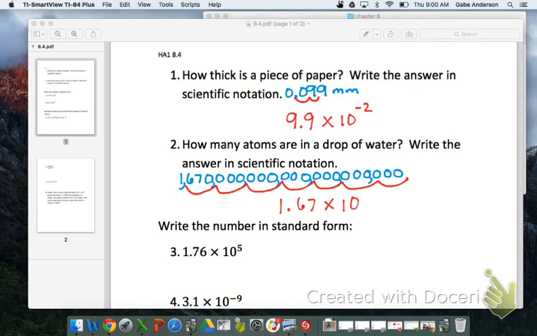So 1.67 times 10 to the 21st, and that being a positive 21, would be how we'd write this in scientific notation. Well, any questions about that? Okay, awesome. Well, let's practice going the other way. If you notice, this next section says write the number in standard form. Take a minute and write down numbers 3 and 4. You'll see there, and we'll work on those here in just a second.